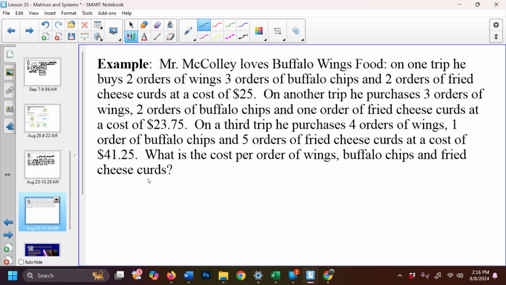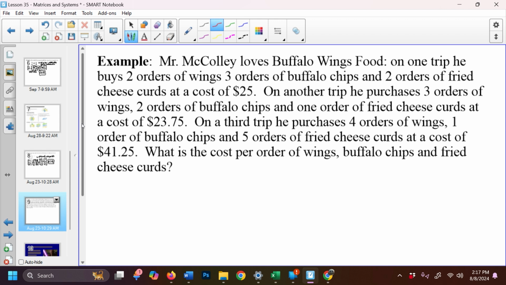Now, this example should look very similar to the one that we did yesterday, except instead of just 2 items that we are being asked to find the cost for, now we are finding the cost of 3 items. But you'll also notice that it takes me 3 different orders to calculate for those 3 different prices. So we'll go through and we will do it in order, just like the example yesterday.